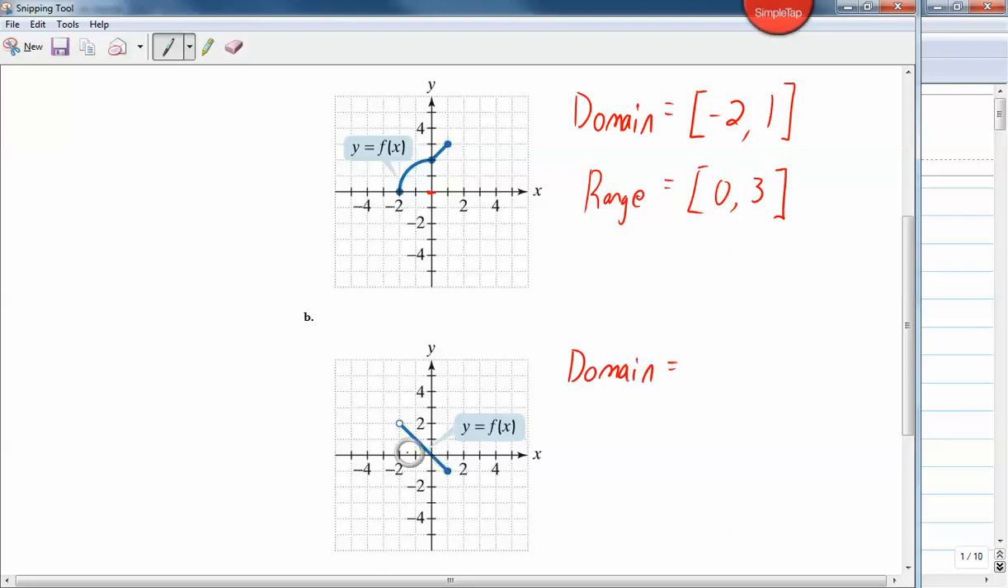Look at the domain here. The first place that I can touch the graph from the x-axis is at -2, and it's an open circle. So parentheses -2. Then you can touch the graph, touch the graph, touch the graph until you get to x equals +1, and it's a shaded circle. So 1 bracket.